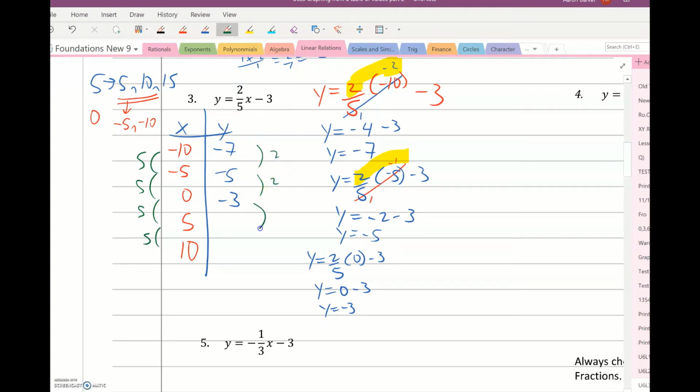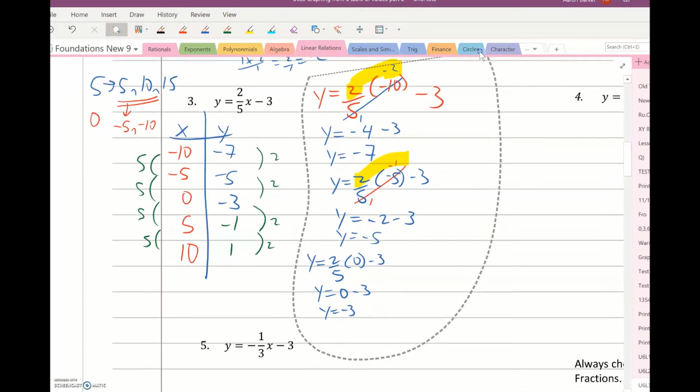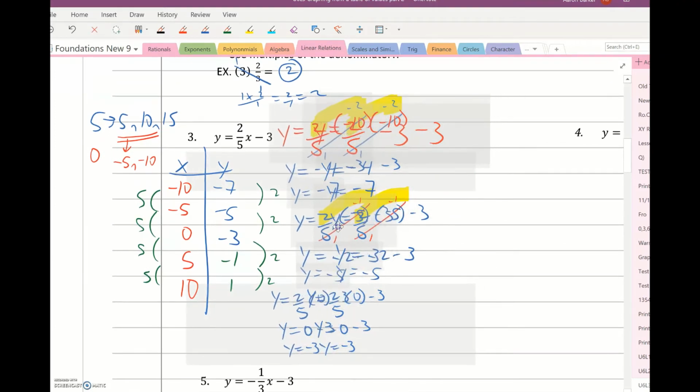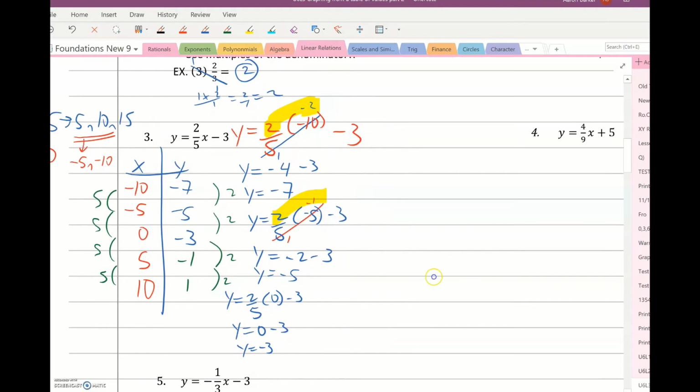So if I continued that pattern, what would I get? -1. If I continue the pattern, what would I get? +1. And so now you have points, you can make a graph. Okay. I'm going to see if I can sneak this graph into the middle by moving these over. Yeah, let's do it right in the middle.